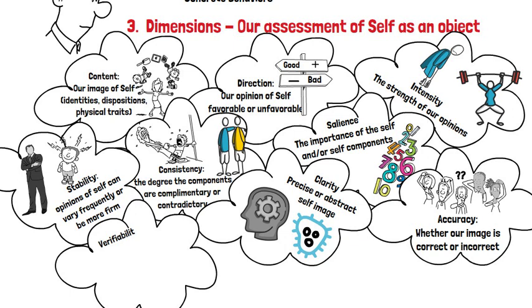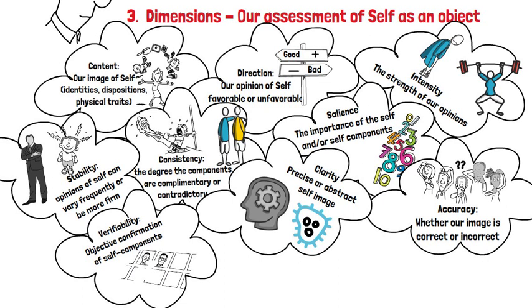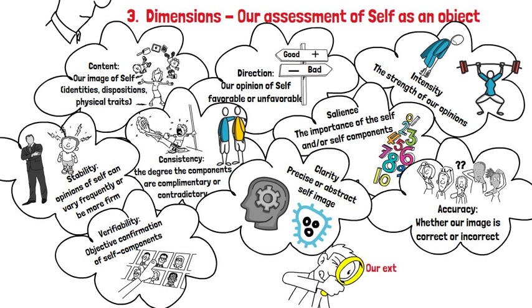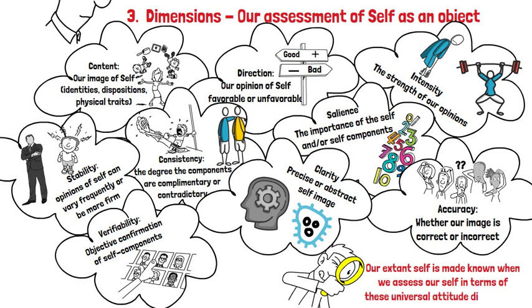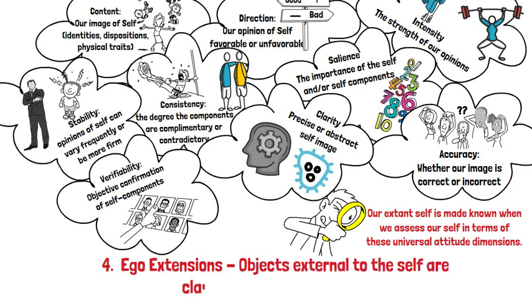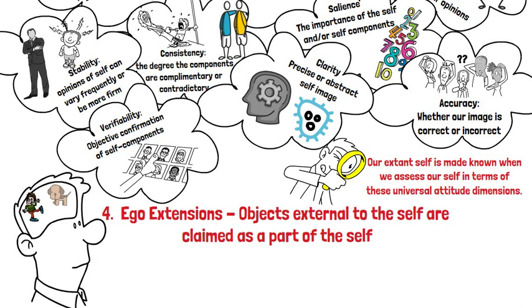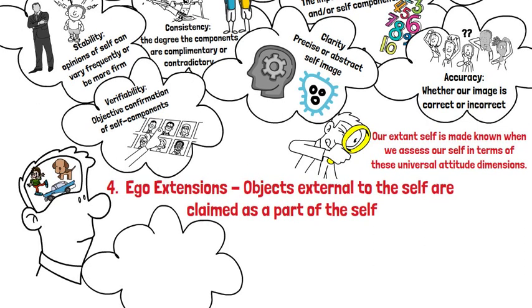The final dimension is verifiability. This is where we have objective confirmation of our self components. That is, other people would define us in the same way. Again, our social identities are more easily verifiable than our dispositions. The fourth aspect of the extant self are our ego extensions, and this is when objects that are external to the self are claimed as part of the self.